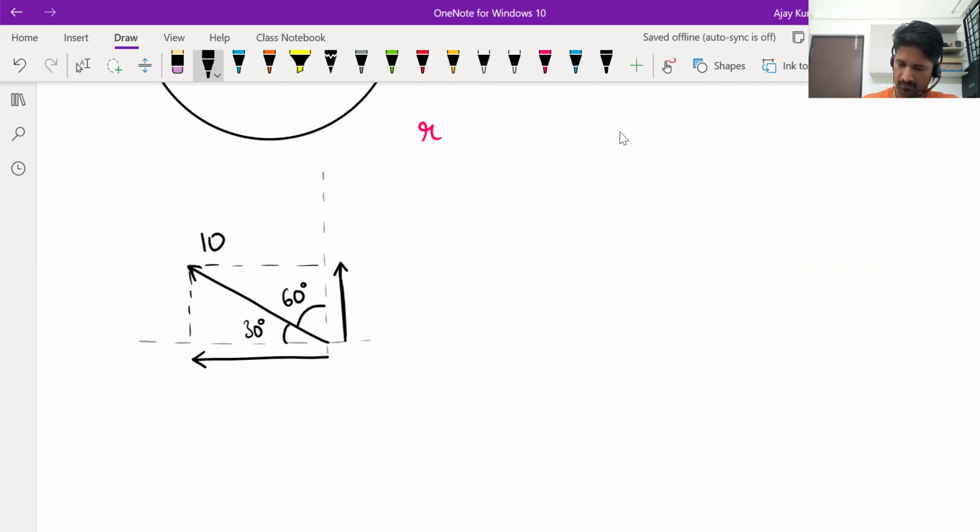Sir, -5 √3 I cap. Okay. +5 √3 J cap. Why 5 √3 for both, sir? The angles are different, so the components will be different.